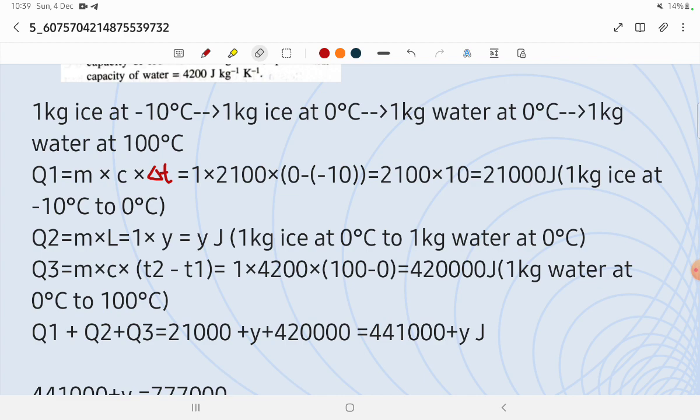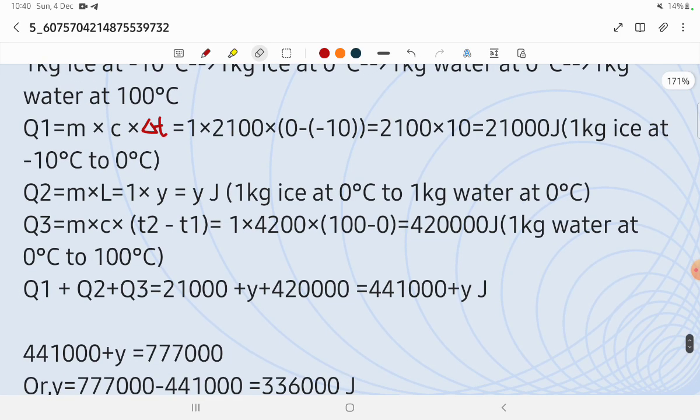Next, Q3. Q3 is mc (T2 minus T1). That is, 1 kg water at 0 degree centigrade will be converted to 1 kg water at 100 degree centigrade. So there will be a rise in temperature from 0 degree to 100 degree. You have to find this out by using mc delta T. There, C will be the specific heat capacity of water, that is 4200. Specific heat capacity of ice will be lesser than specific heat capacity of water.